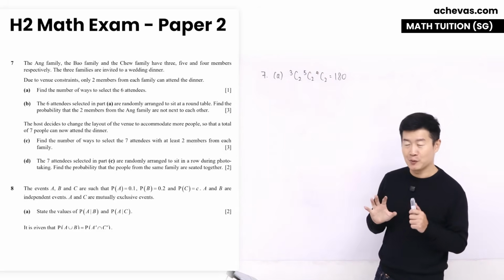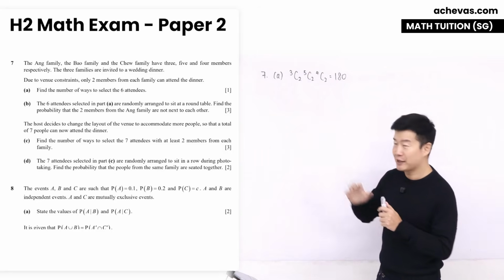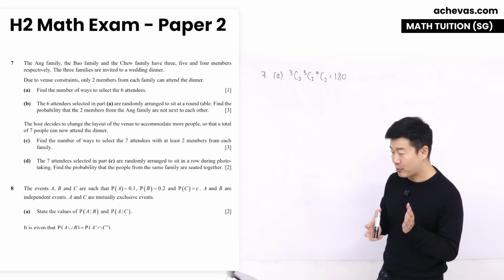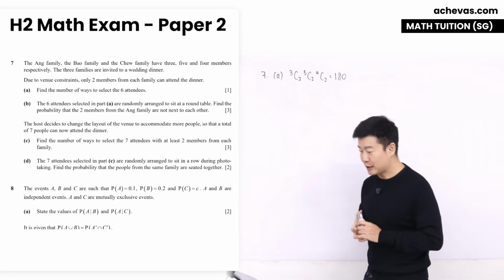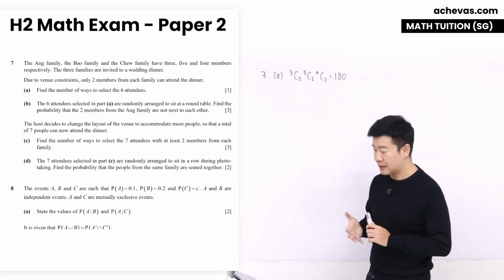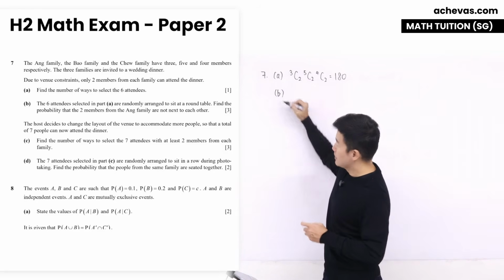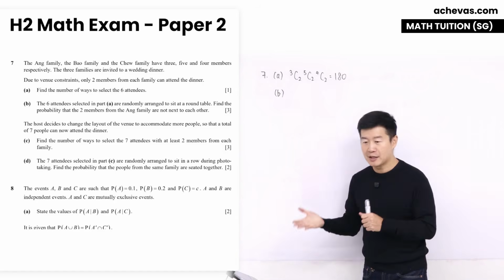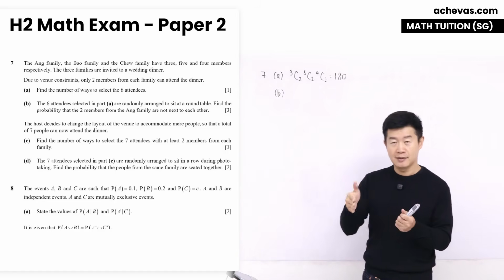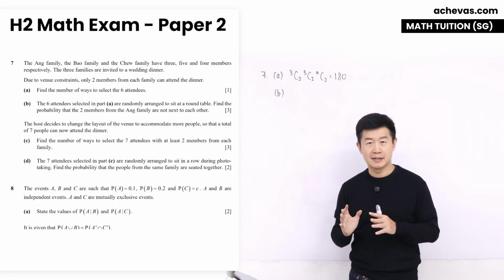Part B, let's make sure that we are focused on what the question is telling us. So we are looking at the probability. We want to find the probability that 2 members from the Ang family are not next to each other. So in part B, in order for me to make sure that 2 members from the Ang family are not next to each other, we can either do slotting, or we can also try to do a complement.